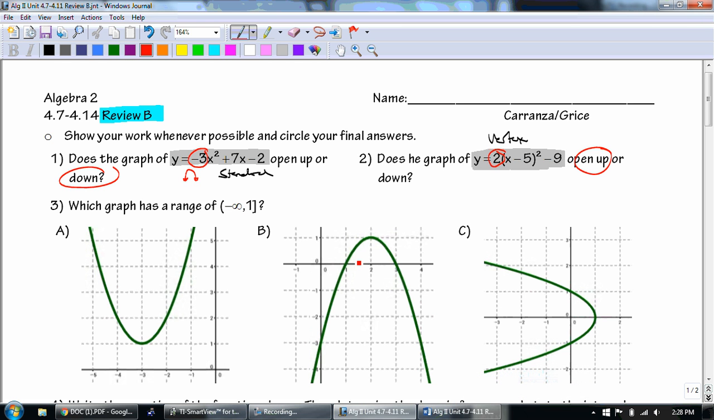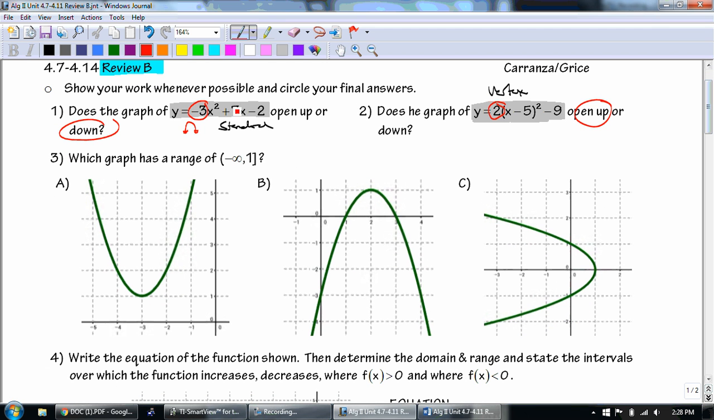All right. So number 3, it's asking which graph has a range of negative infinity to 1. Remember, when we're talking about range, I want to go from low to high. Okay, sorry, not height. And the range is our y values. So from here, I'm going from 1 to positive infinity. So it's not A.